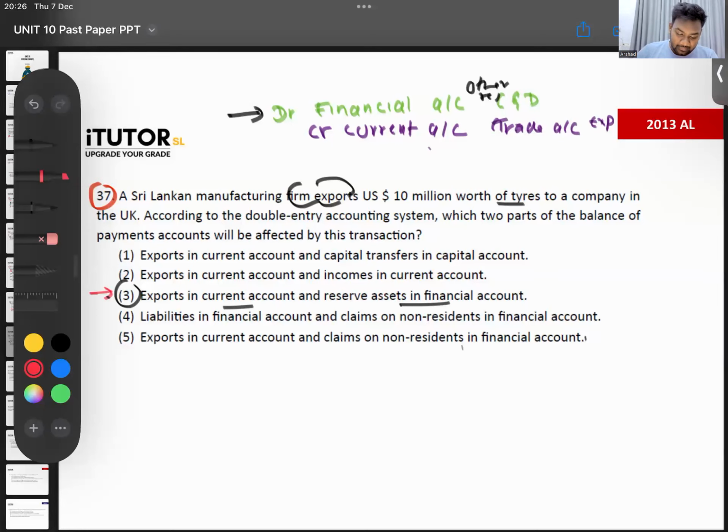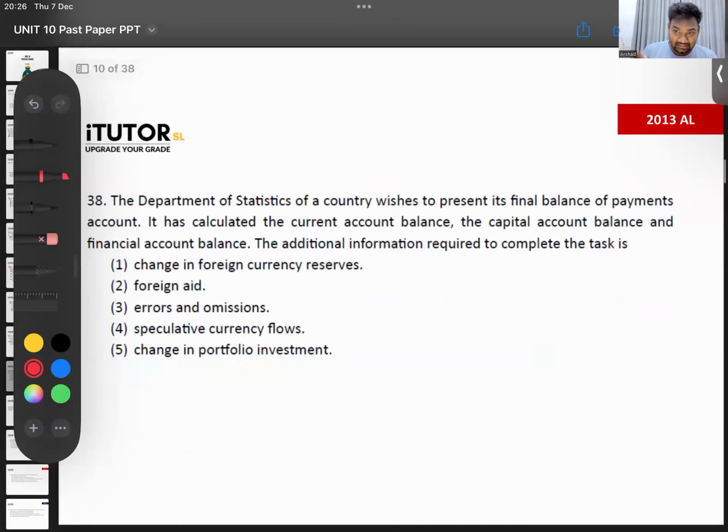Okay, then go into 38. The Department of Statistics of a country wishes to present its final balance of payment account. It has calculated the current account balance, capital account balance, and the financial account balance. The additional information required to complete the task?